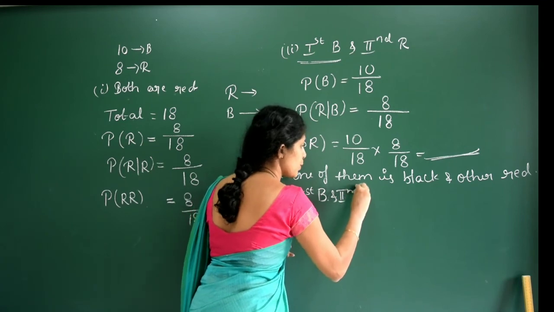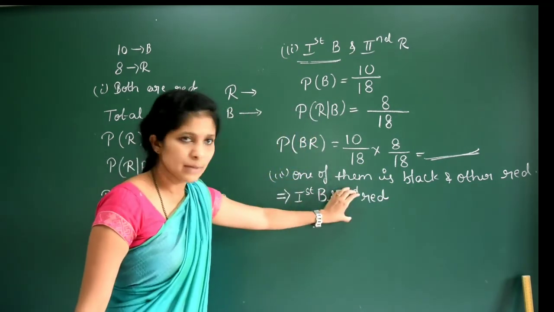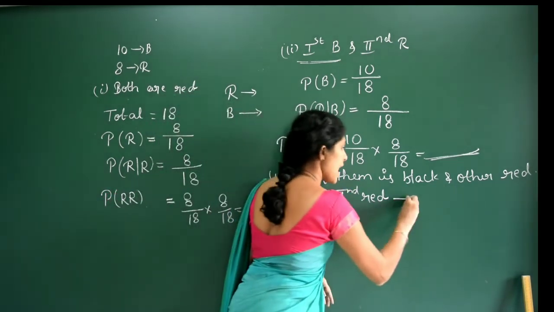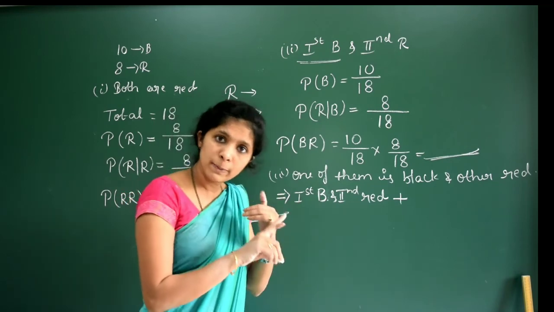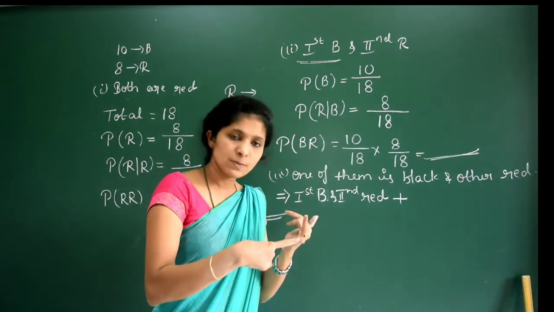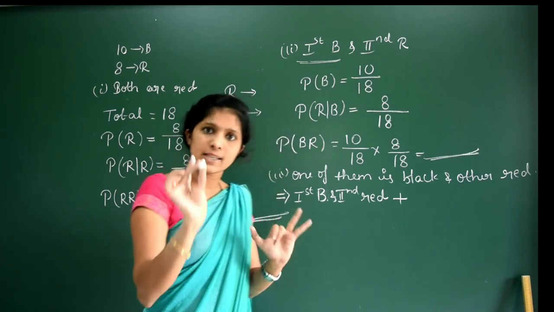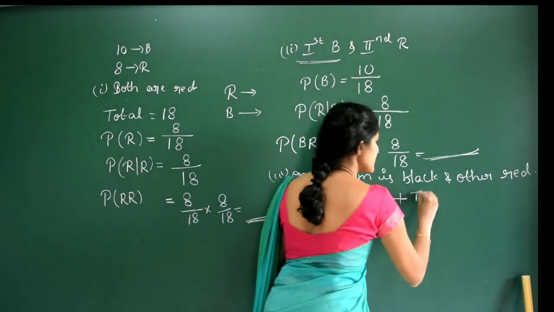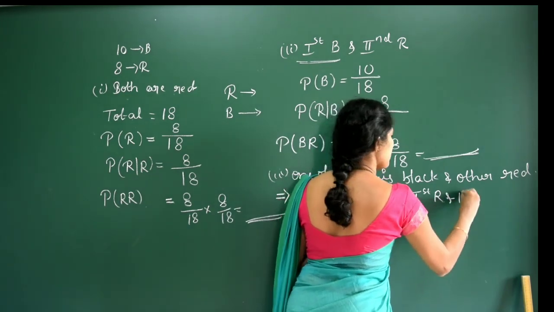This is one possible case: first ball is black and second ball is red. Plus another possibility: first ball is red and second is black. One should be black and another should be red, so first black then red is possible, or first red then black is possible. Is it clear?